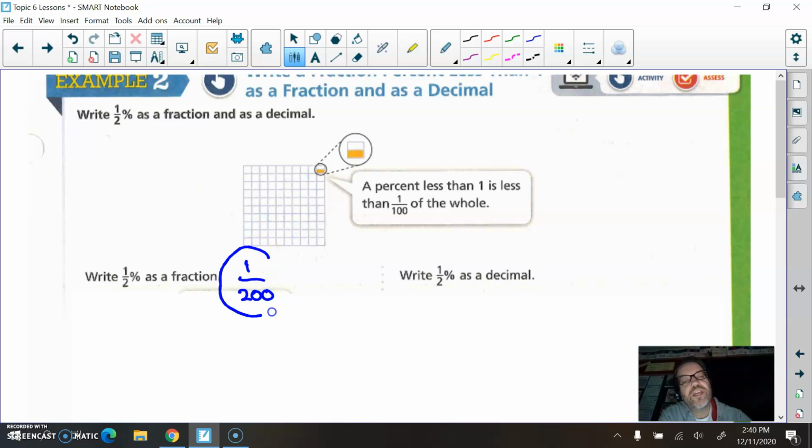Logically, it seems like it should be 1 out of 200. So let's find out if it really is. Some of you might be thinking, I don't know that that really made sense to me, Mr. Wyatt. Well, that's okay. We're going to do this another way.